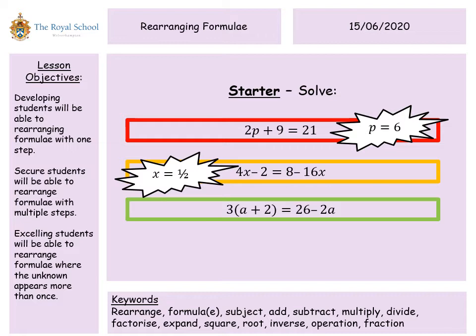In the last one, we can follow the same sort of process, but we'd have to expand the brackets first. So we might have 3a plus 6 equals 26 minus 2a. We can add 2a to both sides, take 6 from both sides, and then divide by 5 to get the 4.